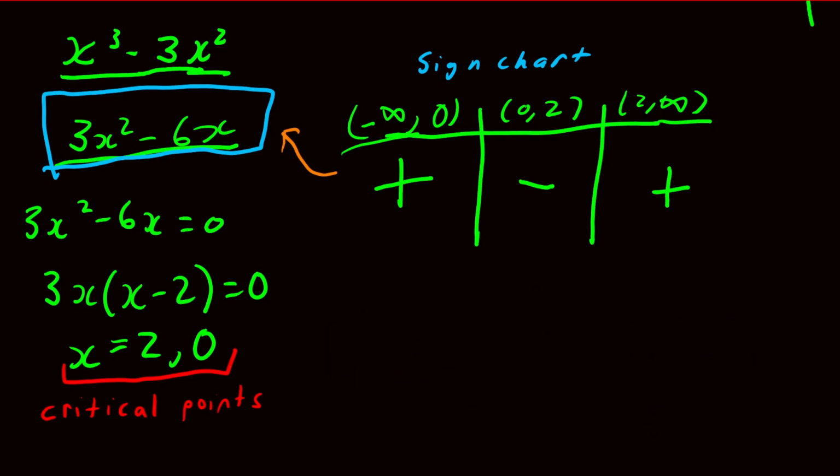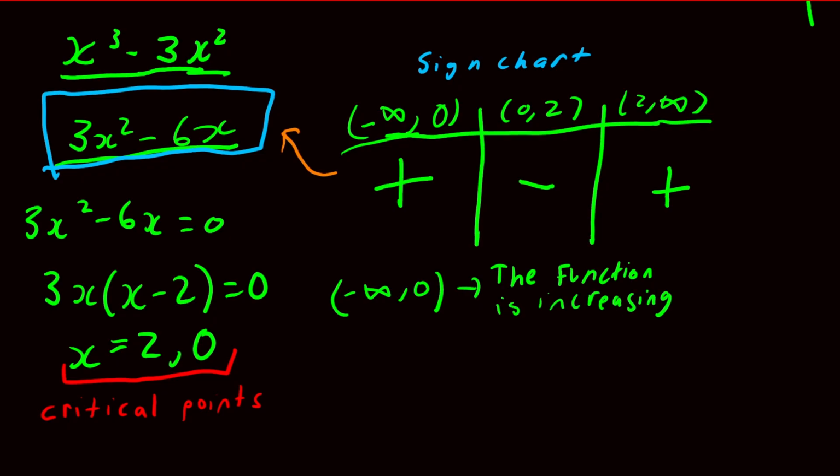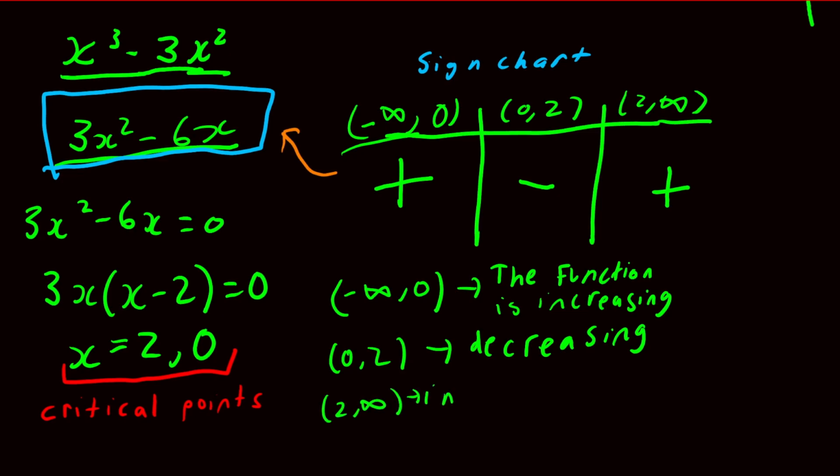My teacher actually made us write paragraphs for this, but I don't want to make you guys do that. So negative infinity to 0, the function is increasing. Okay, I won't write that out every single time. 0 to 2, the function is decreasing, right? Because the derivative is negative, sorry. And then 2 to infinity, it's increasing because the derivative is positive, like we showed on our sign chart.